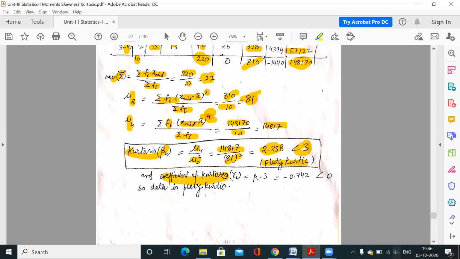Otherwise, the coefficient of kurtosis is gamma, represented by gamma 2. So either we compare through beta 2 or gamma 2. Gamma 2 is beta 2 minus 3. So beta 2 minus 3 is 2.258 minus 3. It comes out negative. So we will say the data is platykurtic. Kurtosis is negative.